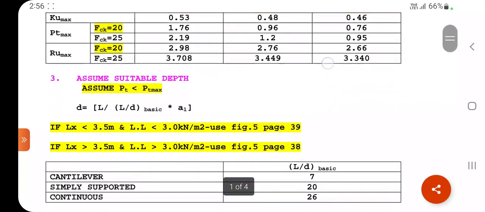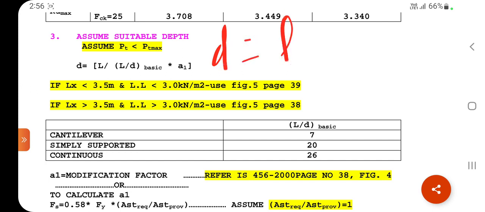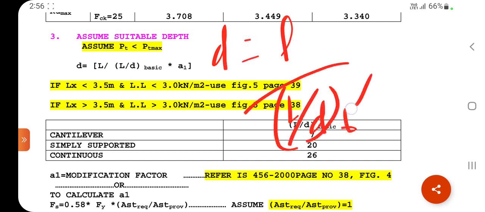Now my next step is to assume a suitable depth. We assume that Pt is less than Pt max. Then we have the formula for it: small d is equal to L upon (L by d basic) into alpha 1.